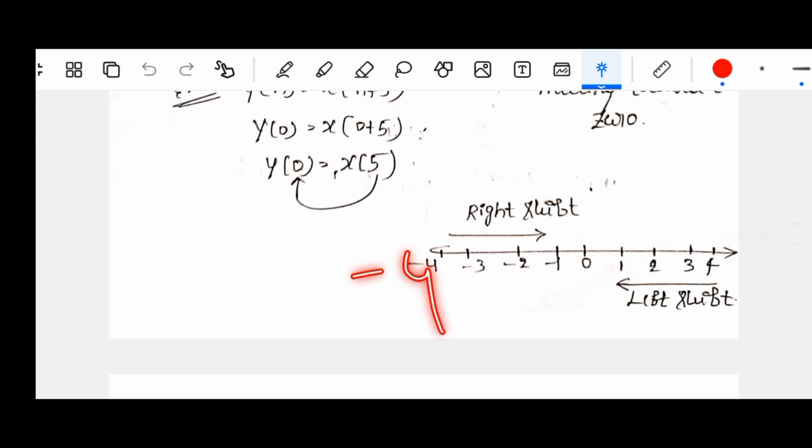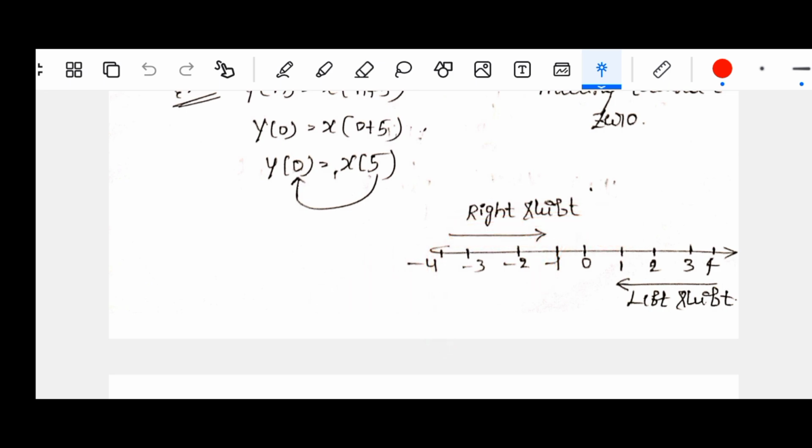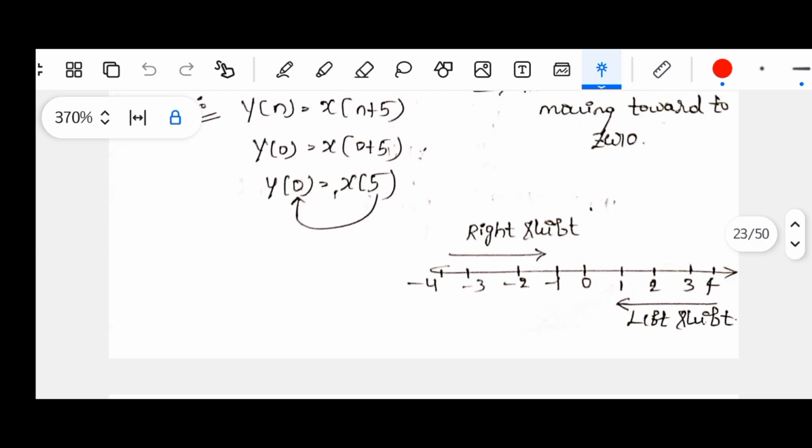What happens in the right shift? If the value is moving from negative to 0, it is a right shift. If the value is moving from a positive value towards 0, then it will be the left shift. So I think you people have got some clarity about this.